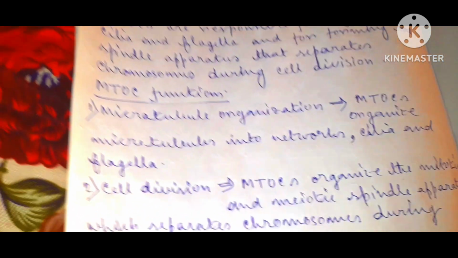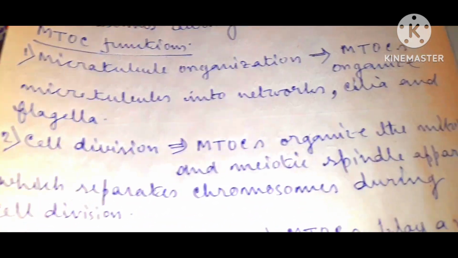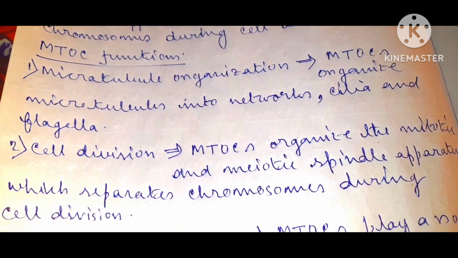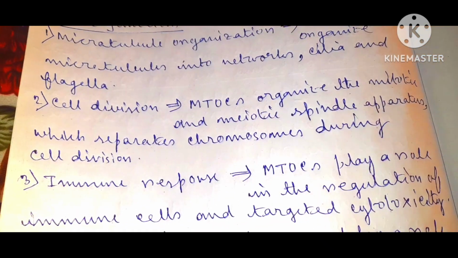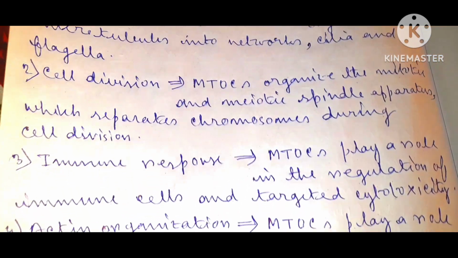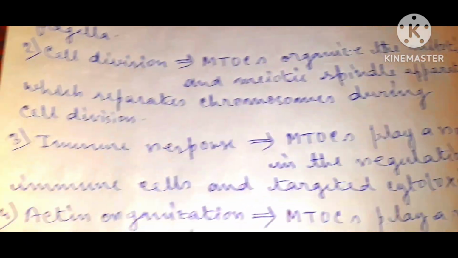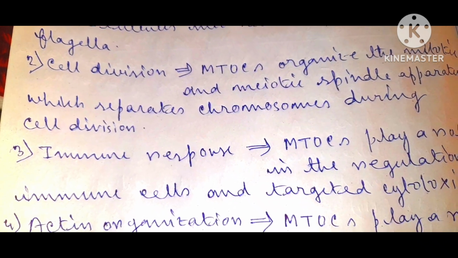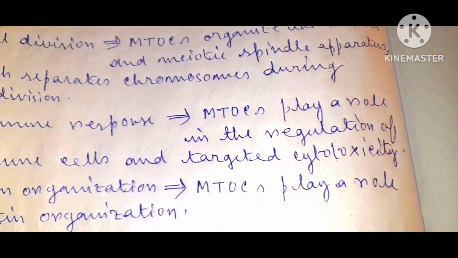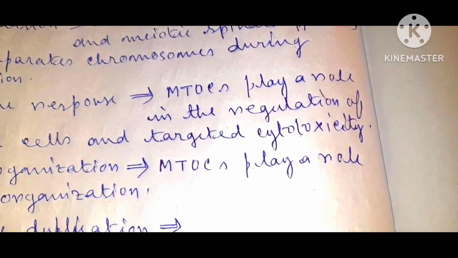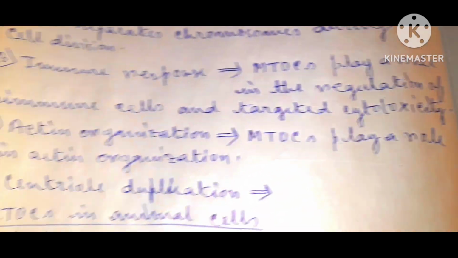So, in a nutshell, functions of MTOC. Number 1, microtubule organization. MTOCs organize microtubules into networks, cilia and flagella. Second point, cell division. MTOCs organize the mitotic and meiotic spindle apparatus which separates chromosomes during cell division. Number 3, immune response. MTOCs play a role in the regulation of immune cells and targeted cytotoxicity.